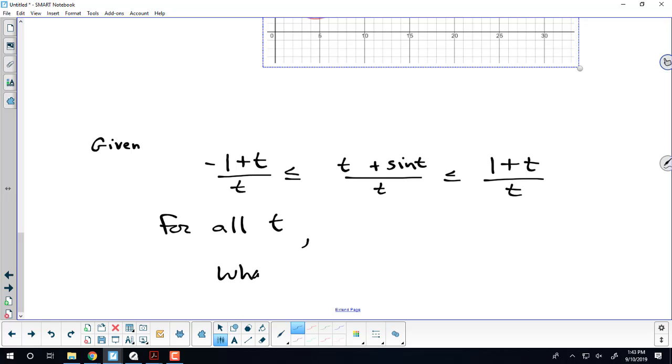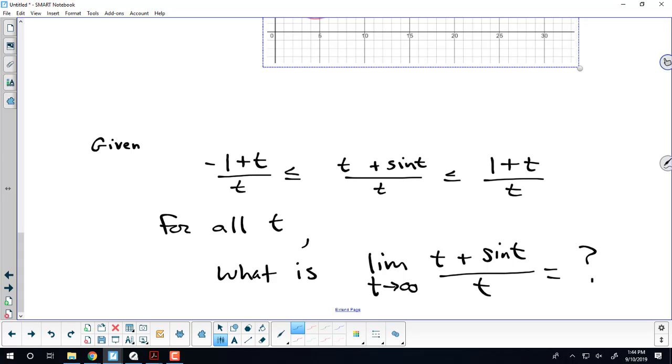what is the limit as t approaches something? In this case, it's infinity of this function here. So what is that limit, given that inequality, is how the problem would be stated. The answer is 1. Yes. So this is how the squeeze theorem on exam 1 would show up, something to that effect. The inequality is given, and you have to find the limit.